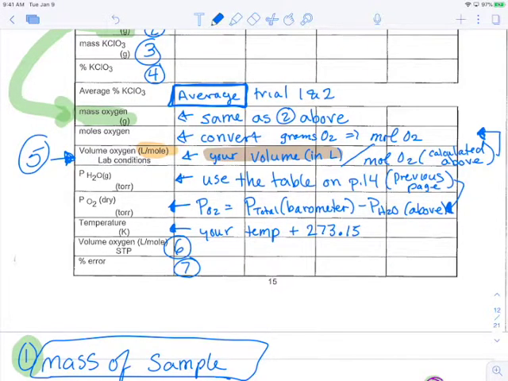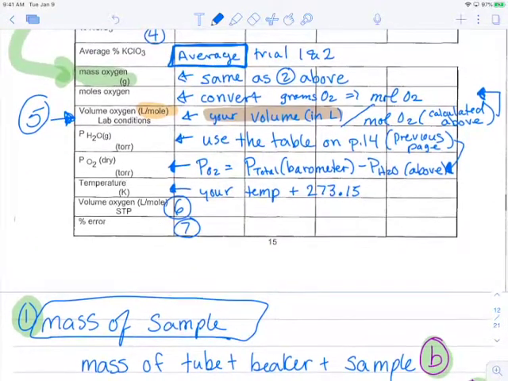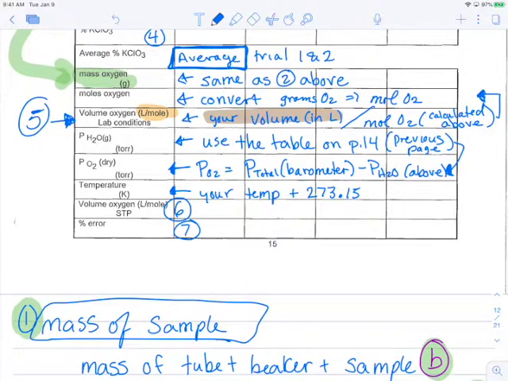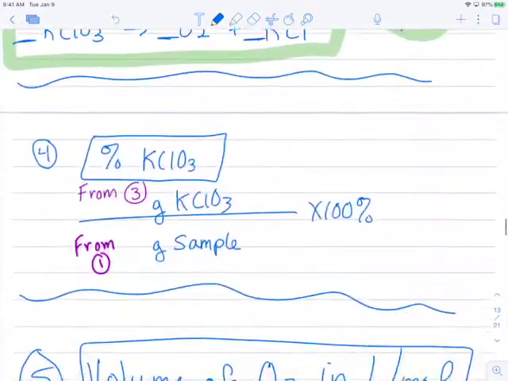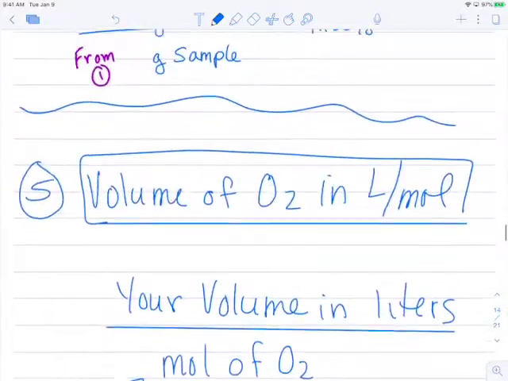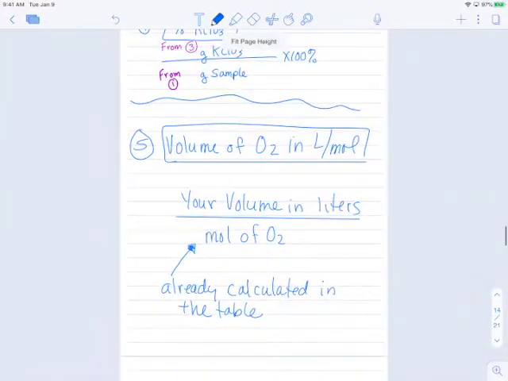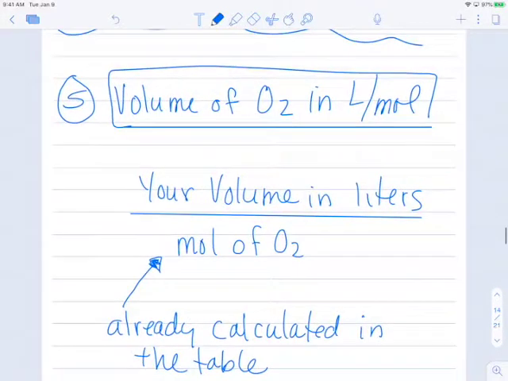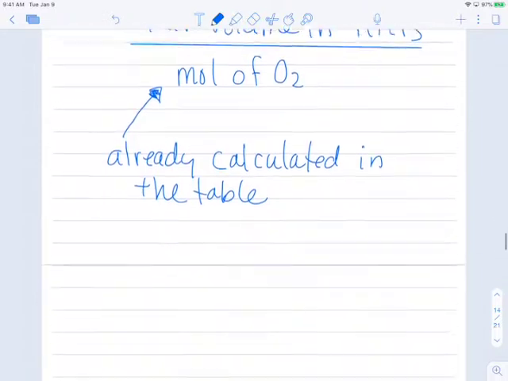All right, so let's talk about number 6. So number 6 is a little bit more tricky. And notice I have labeled this calculation right up here as number 5. We're going to need this in our calculation for 6. All right, so here was 5. Remember, volume of O2 in liters per mole. You put your volume in liters, or in this case, our sample data, you have to convert it from milliliters to liters. Then you will divide by moles of oxygen.